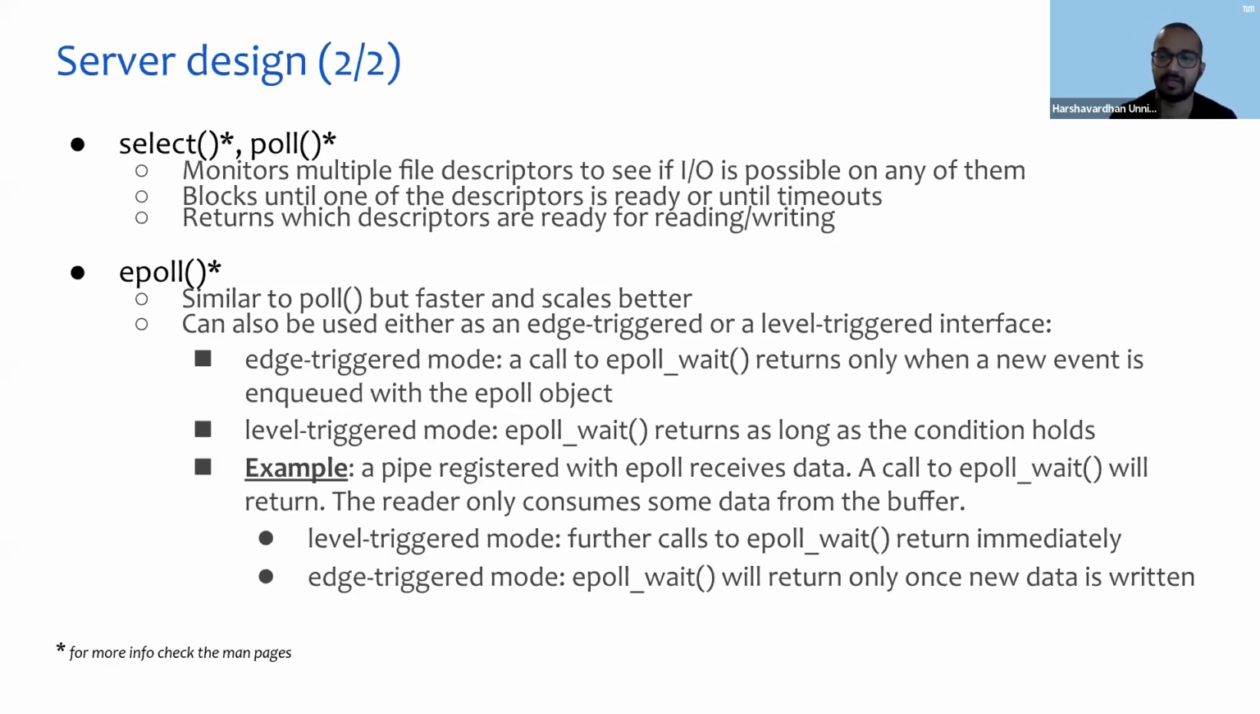By edge-triggered, we mean that epoll_wait will return only when a new event is enqueued, whereas in level-triggered mode, epoll_wait will return as long as a certain condition holds. For example, when a pipe registered to epoll receives some data, a call to epoll_wait will return and the reader consumes some data from the buffer. In level-triggered mode, further calls to epoll_wait will return immediately, whereas for edge-triggered mode, epoll_wait only returns when new data is written to the pipe.